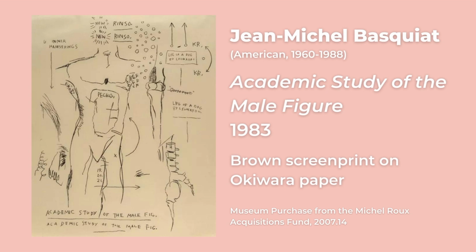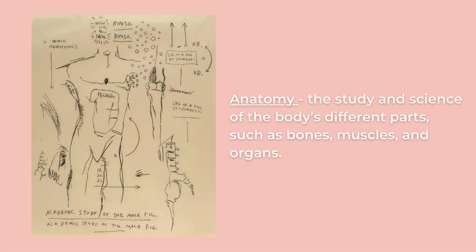Let's take a closer look at today's featured artist. Jean-Michel Basquiat was an American artist of Haitian and Puerto Rican descent, born in New York City in 1960. Basquiat became a world-famous artist when he was only in his 20s, but his interest in art began as a child. When he was young, Basquiat got in a car accident and had to go to the hospital. His mother gave him an anatomy textbook to read while he was healing.